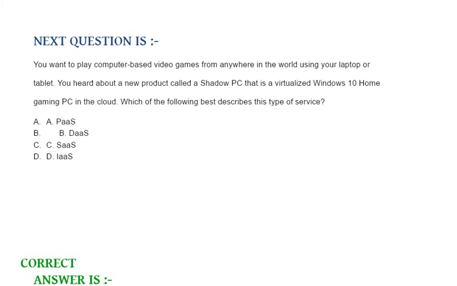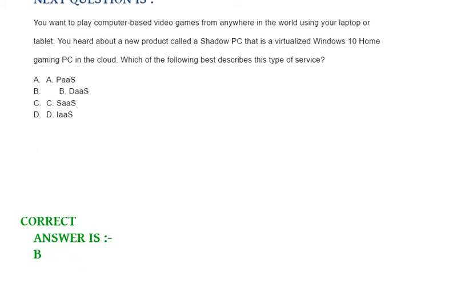Question is, you want to play computer-based video games from anywhere in the world using your laptop or tablet. You heard about a new product called a Shadow PC, that is a virtualized Windows 10 home gaming PC in the cloud. Which of the following best describes this type of service? Option A, PaaS. Option B, DaaS. Option C, SaaS. Option D, IaaS. Correct answer is option B.